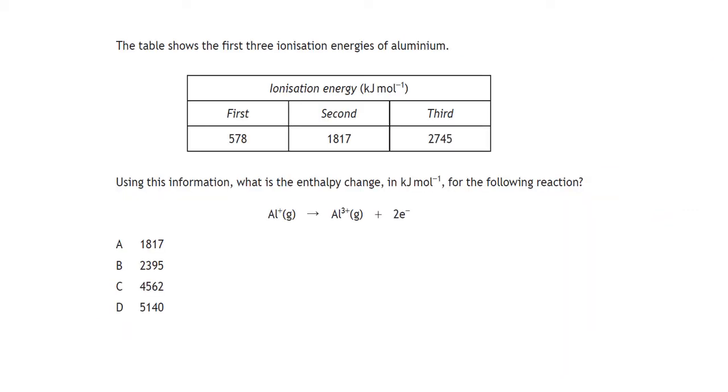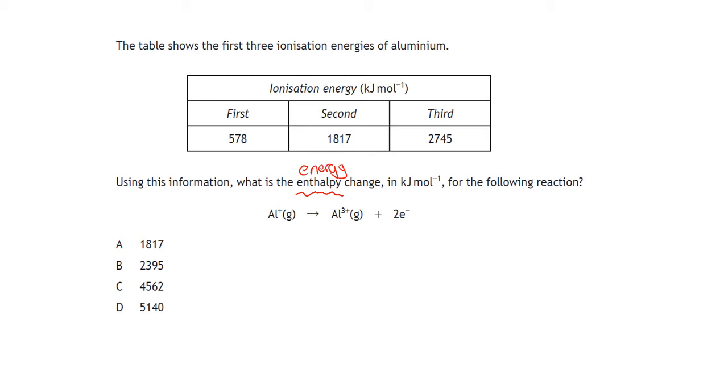This next question is one that is quite common, to get things relating to using ionization energies to work out the overall energy change, and the word enthalpy just means energy. So enthalpy just means something measured in kilojoules per mole. Now if we look at our equation, we have got aluminium that is 1 plus, and it is going to aluminium 3 plus, and there's 2 electrons. This means that 2 different ionizations are happening.